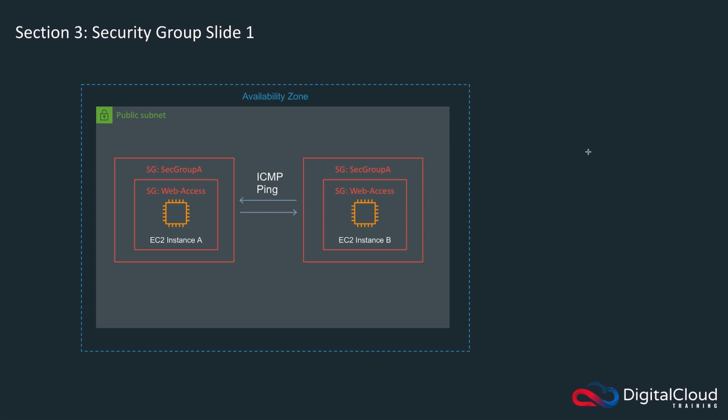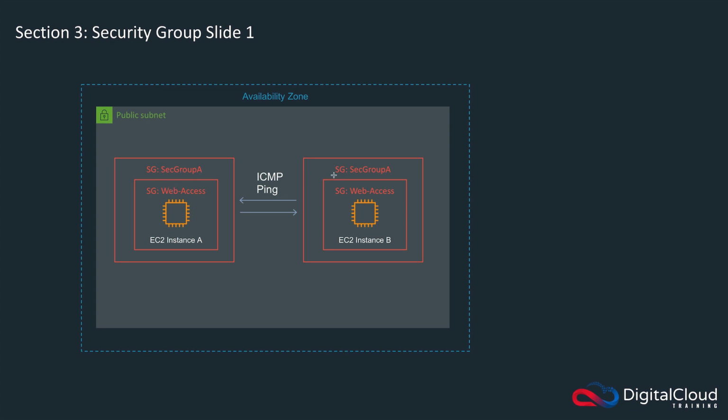Hi guys, in this lab, I want to talk to you some more about security groups. As I've mentioned before, security groups are firewalls that are applied at the instance level. So they actually look for traffic that's going into and out of the elastic interfaces connected to your instance. You can have multiple instances in the same security group, and you can have multiple security groups applied to an instance. So what we see here is we have two instances, instance A and instance B, and they're both in the web access security group and the sec group A security group.